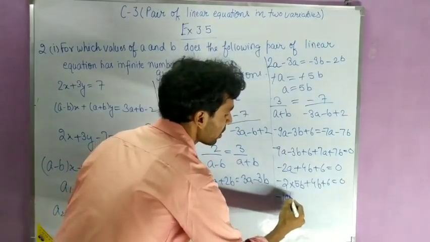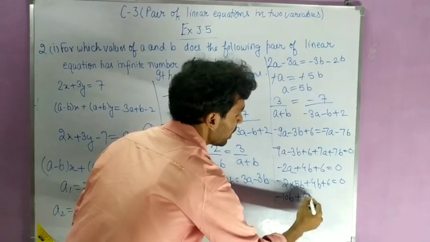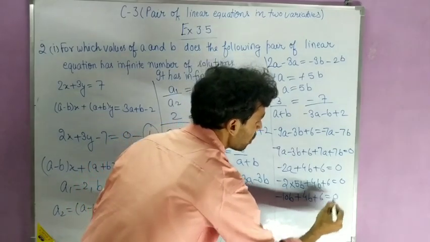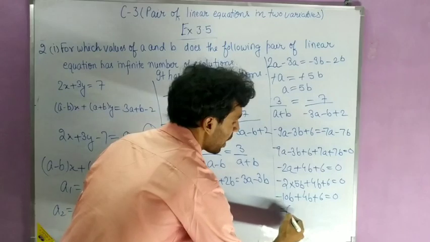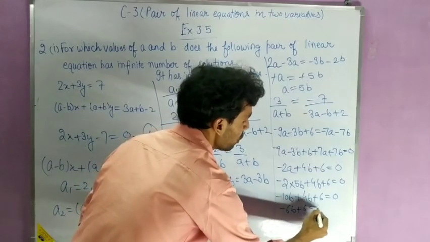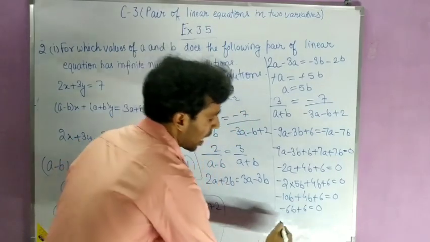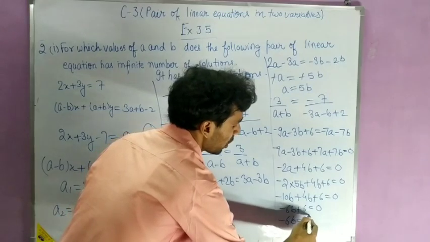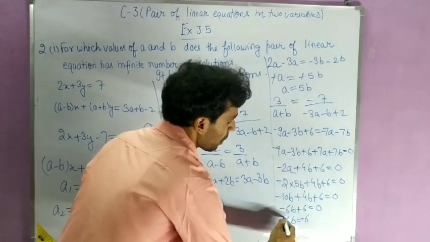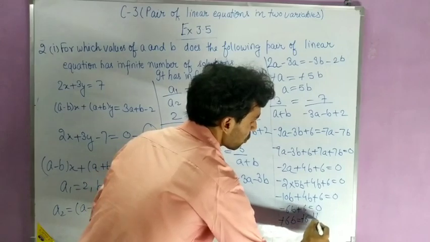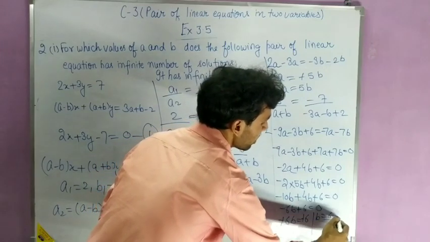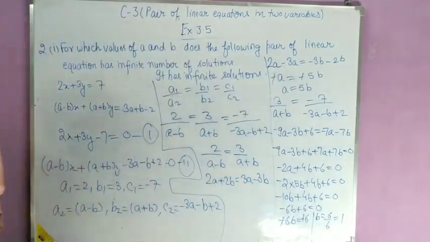Now minus 10b plus 4b plus 6 equal to 0. Now it will become minus 6b plus 6 equal to 0. So I can write minus 6b equal to minus 6, minus minus cancel. So b is equal to 6 by 6, that is 1. So by solving this, we got the value of b, that is 1.